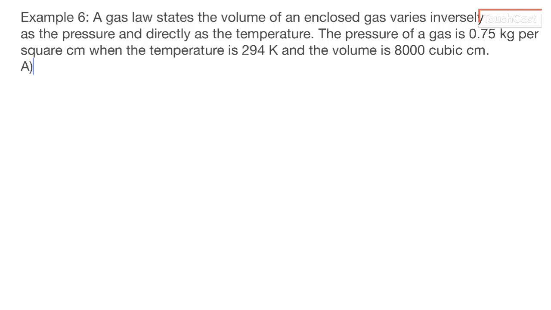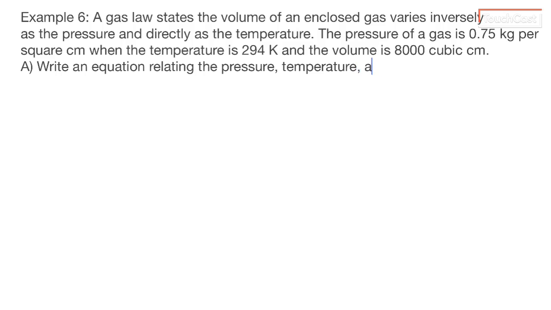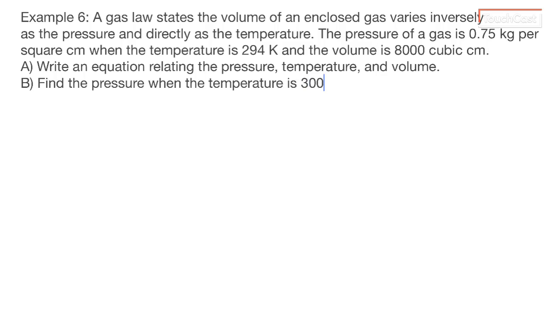We need to, A, write an equation relating the pressure, temperature, and volume, as well as in part B, we're going to find the pressure when the temperature is 300 Kelvin and the volume is 7,000 cubic centimeters.